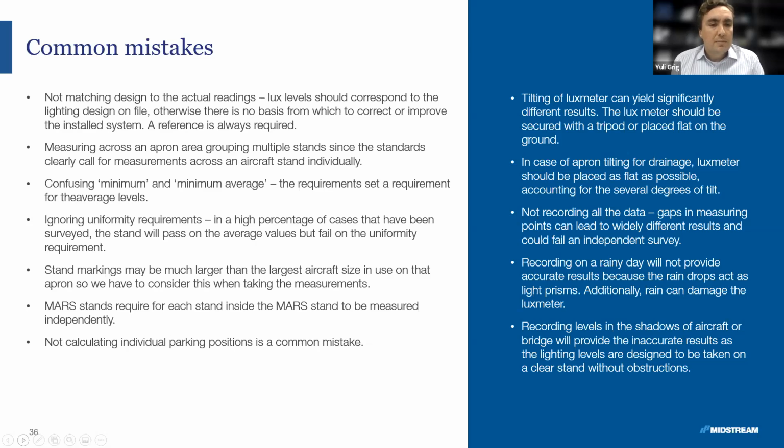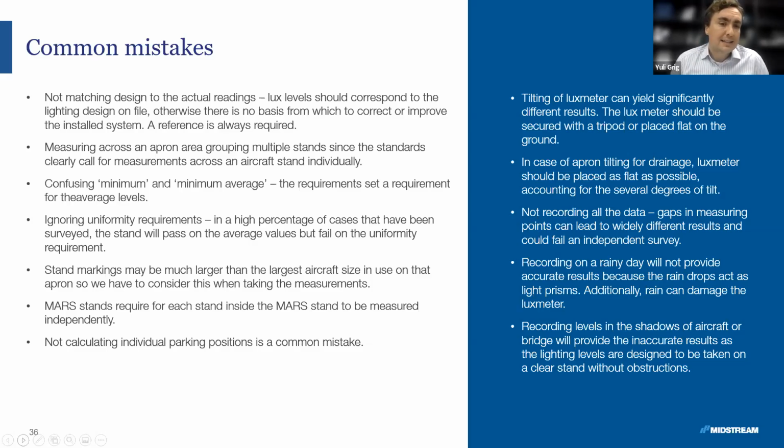Ignoring uniformity requirements. Okay, so this is quite common. In a high percentage of cases we've seen, the airport will just measure the average values and not pass on the uniformity, or sometimes not even measure it. So uniformity is a core requirement. You must pass both the uniformity and the average levels. One is not more important than the other.